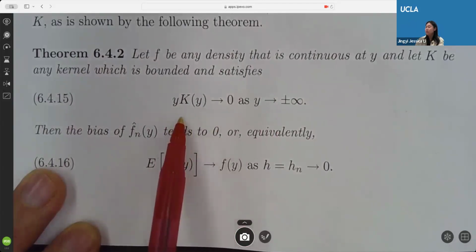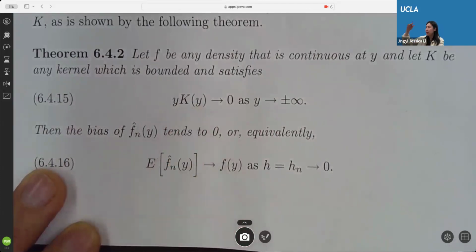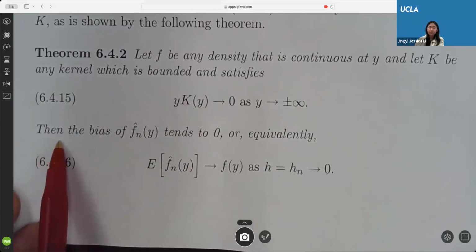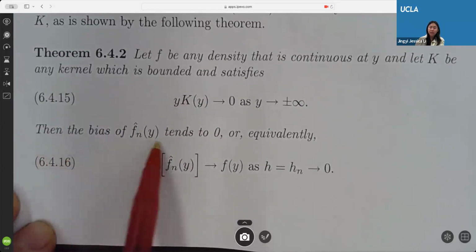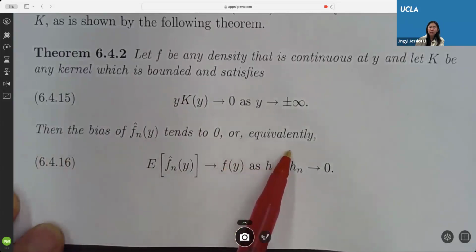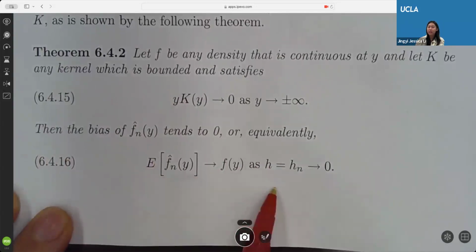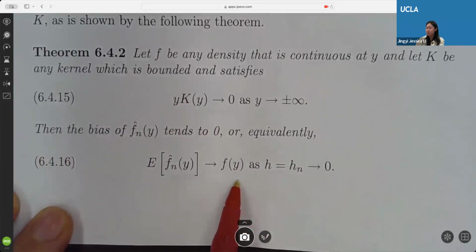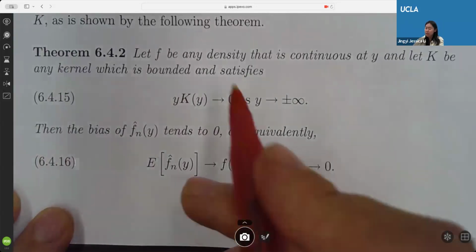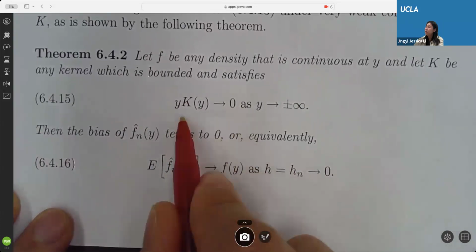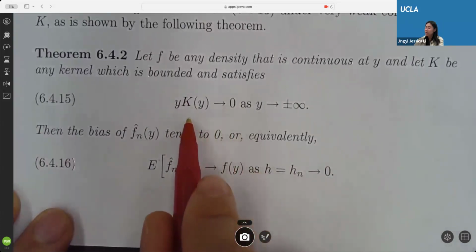And this can be shown to be satisfied by the Gaussian. You know, the Gaussian has a tail that is so light, right? Multiplying by a large value is not enough, because K goes down to 0 much faster than Y increases. Okay, then the bias of this tends to 0. Or equivalently, we have this consistency as H goes down to 0. Essentially, the bias goes down to 0 as H goes to 0. So again, this is just a condition we need to specify for the kernel. And we know this holds for sure for the uniform, right?